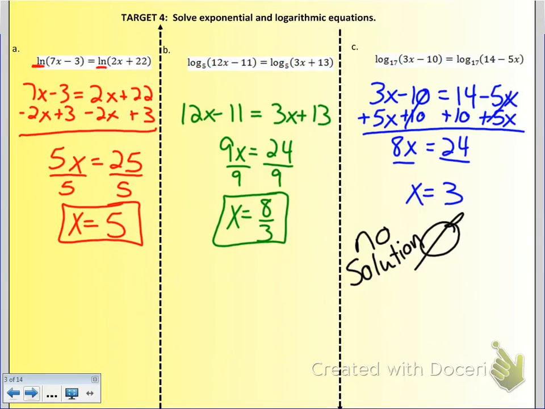And everyone in class today was like, dude, Miss Teal, what's up with that? Your answer key is wrong. Why is it no solution? It is 3. It is not 3.